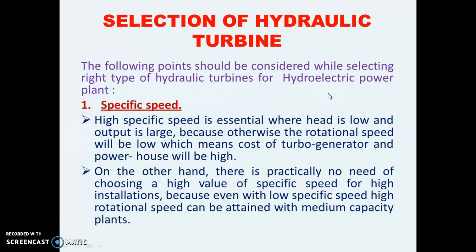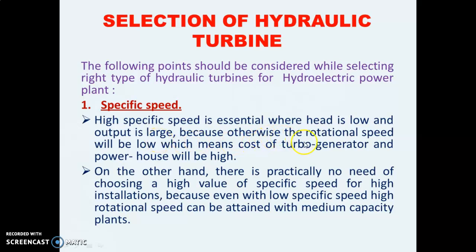That means we have to select the right type of turbine depending upon different conditions and different types of operations. So the following points should be considered while selecting the right type of hydraulic turbine for a hydroelectric power plant. The first point is the specific speed. A high specific speed is essential where head is low and output is large.